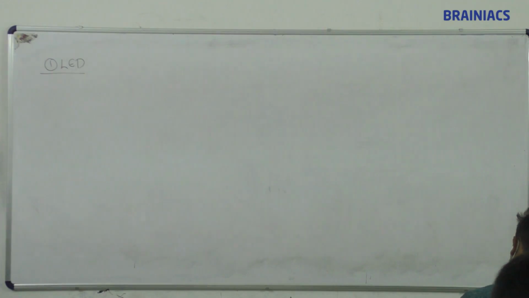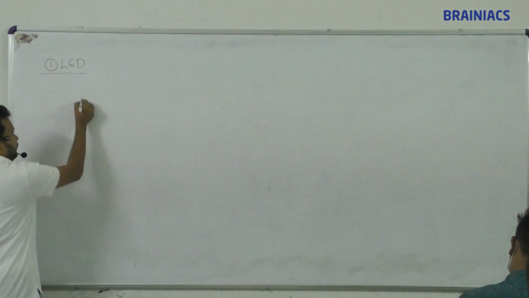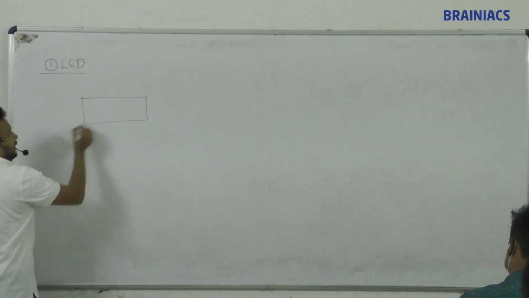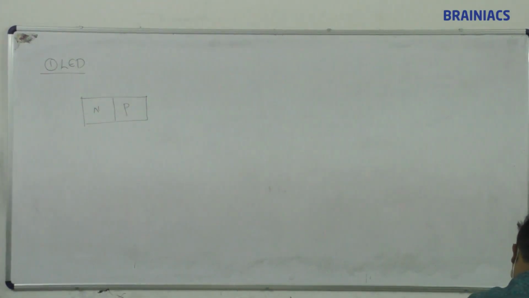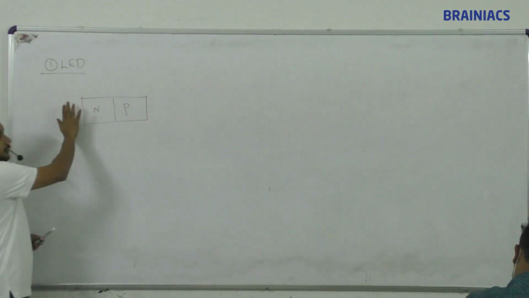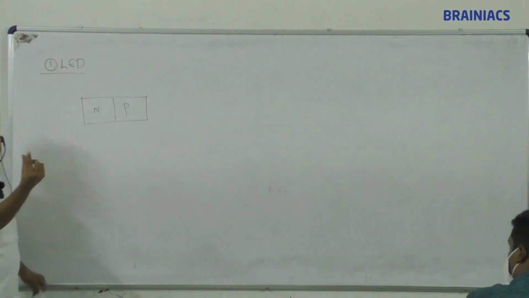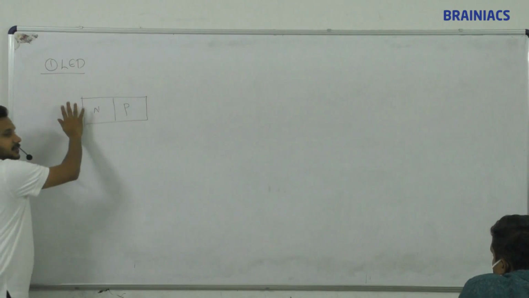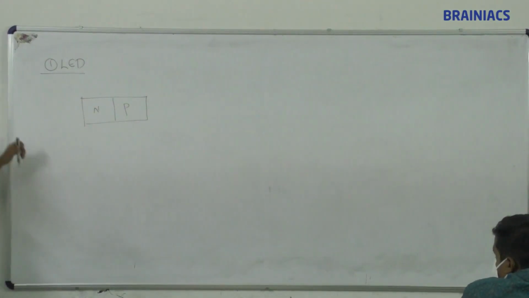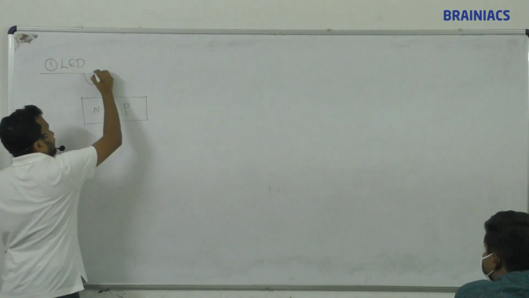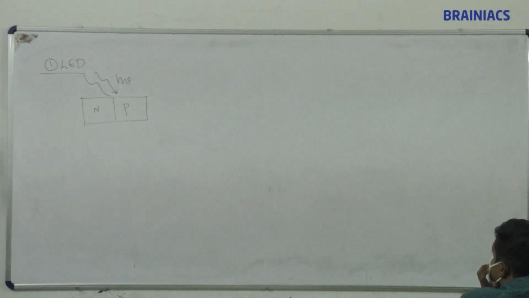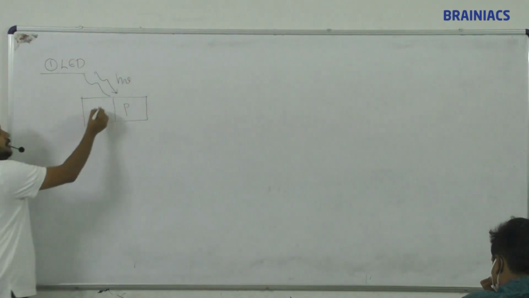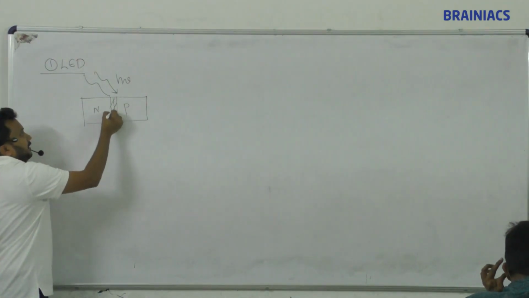Diode will emit light. How is it possible? Here we have a diode with N and P sides. Normally you have seen an LED with a glass cover on top. What will happen if you give some energy, for example, h nu, the light energy.